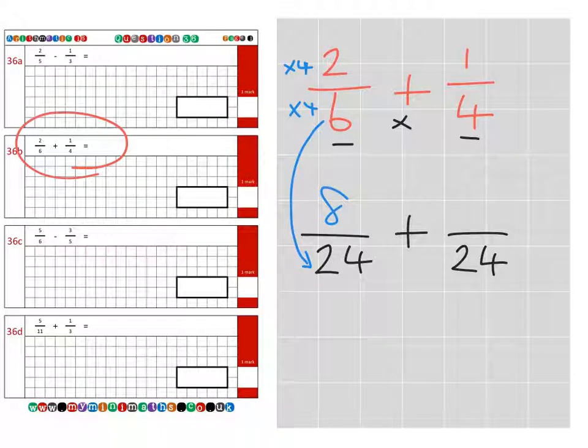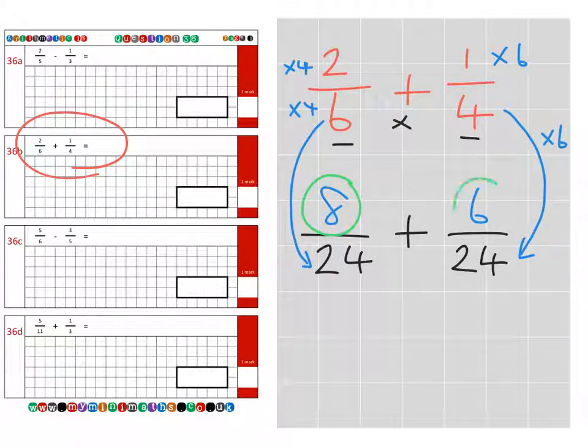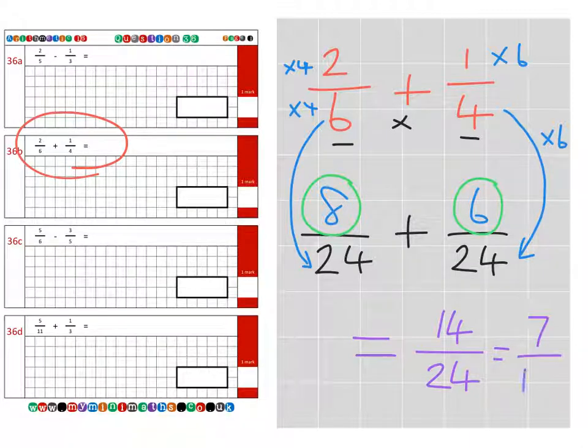Then, same at the bottom. So, how did I get from 4 down to 24? Well, I multiplied by 6. Do the same with the top. So 1 lot of 6, or 6 lots of 1, are 6. So when I add the 8/24 and the 6/24, I get a final answer of 14/24, or we could also say 7/12.